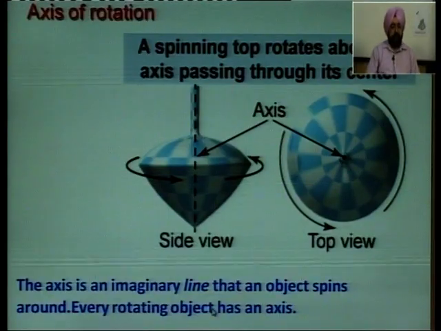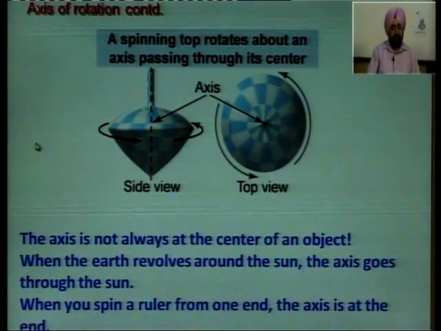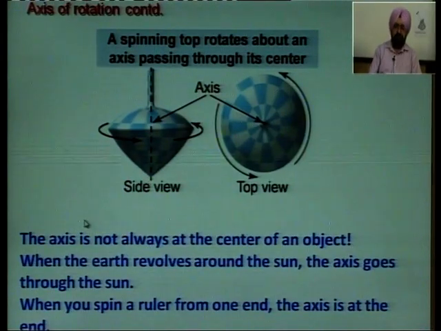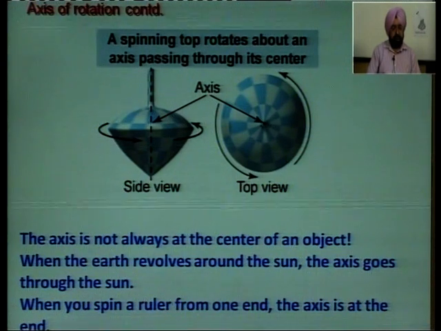Every rotating object has an axis. So, a spinning top rotates about an axis which passes through its center. It is not necessary that the axis is at the center of an object. If you take the case of the earth revolving around the sun, the axis goes through the sun. So, when the earth revolves around the sun, the axis is through the sun. When you spin a ruler from one end, the axis is at one end.